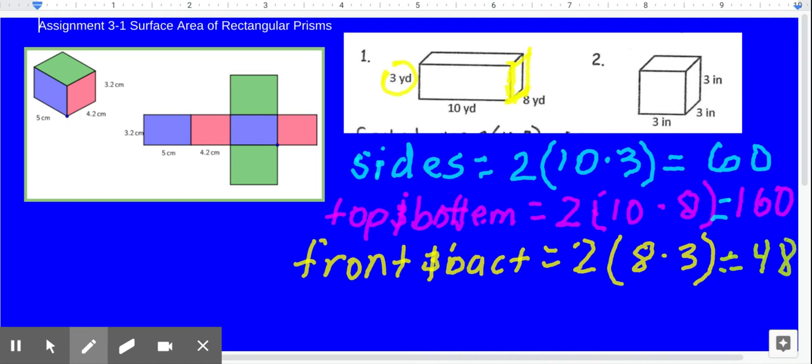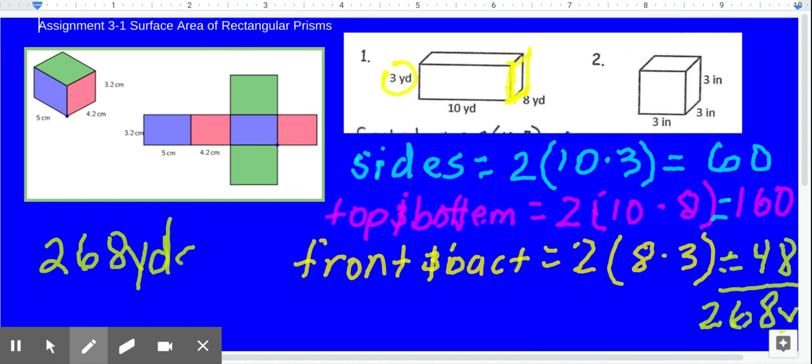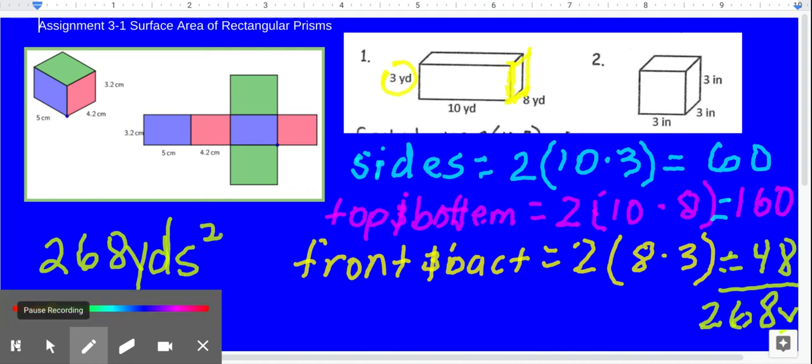Okay, now I just have to add those three numbers together, and if I do, I get a total of 268 yards. I'm just going to write it here. I have 268 yards squared. Okay.